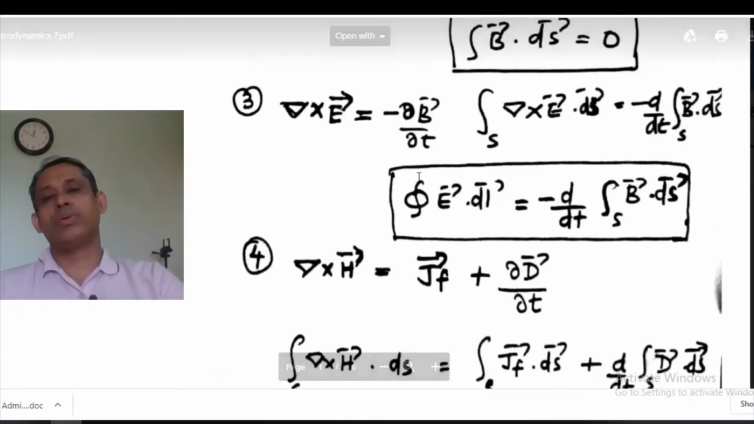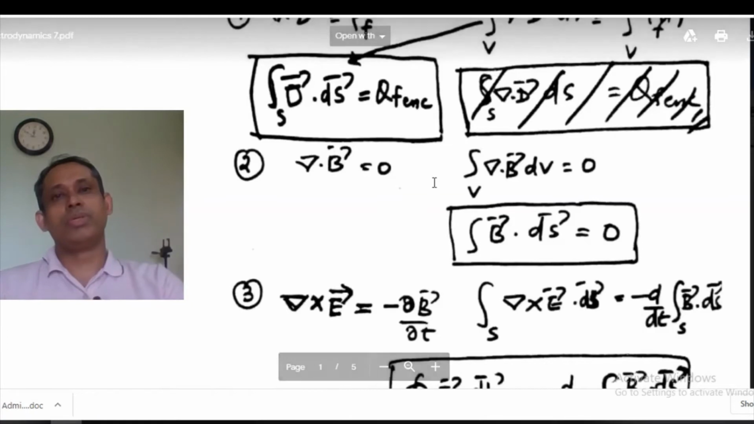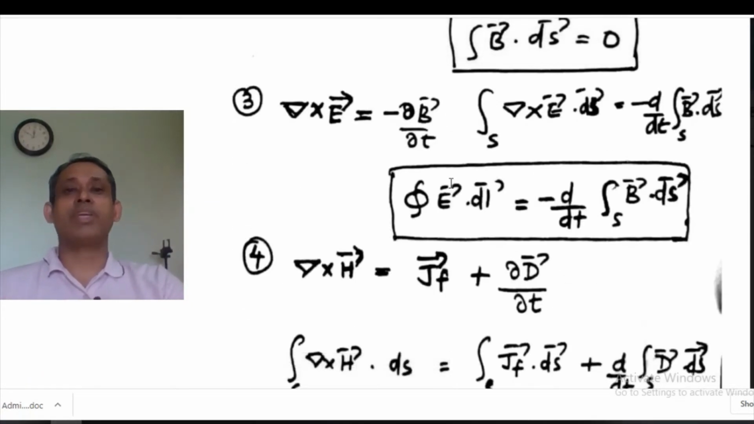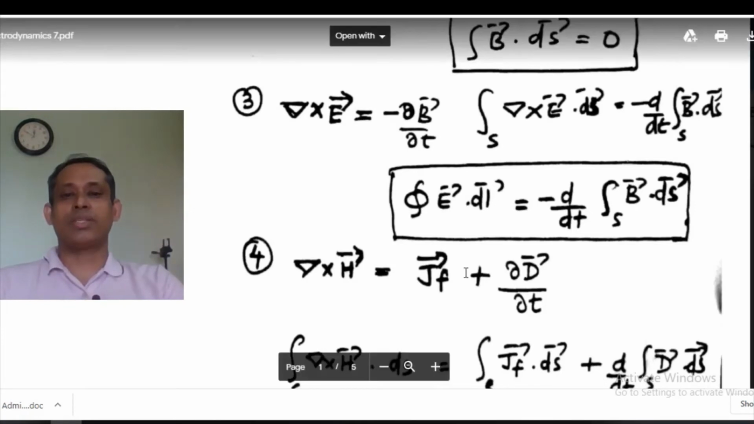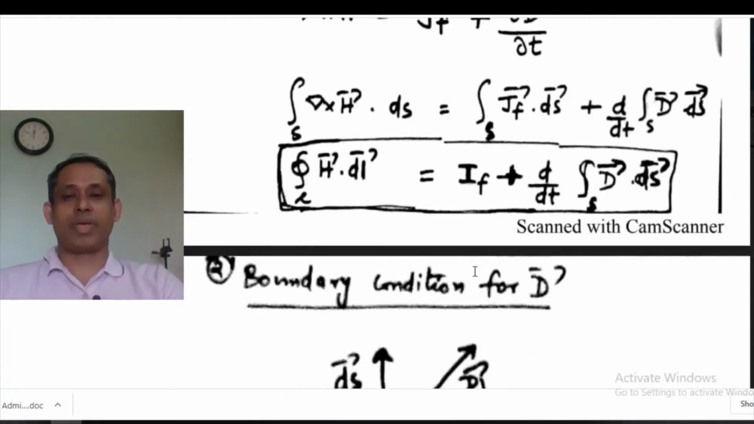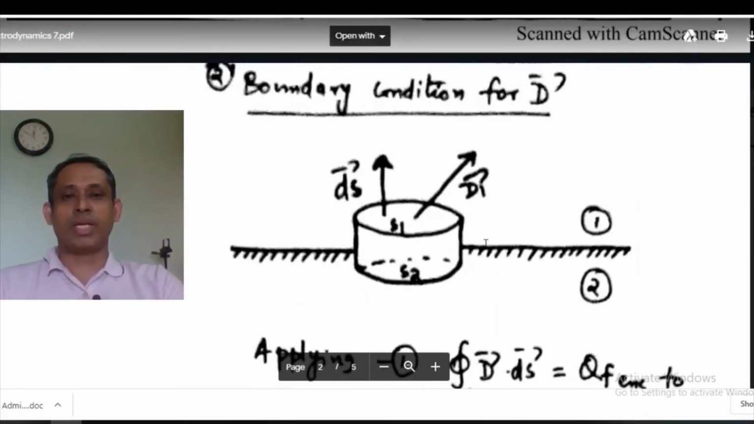So we have converted all the four equations into integral form. This is the first step in arriving at the boundary conditions for the electric field, magnetic field, H and D. Now let's see the boundary condition for D.